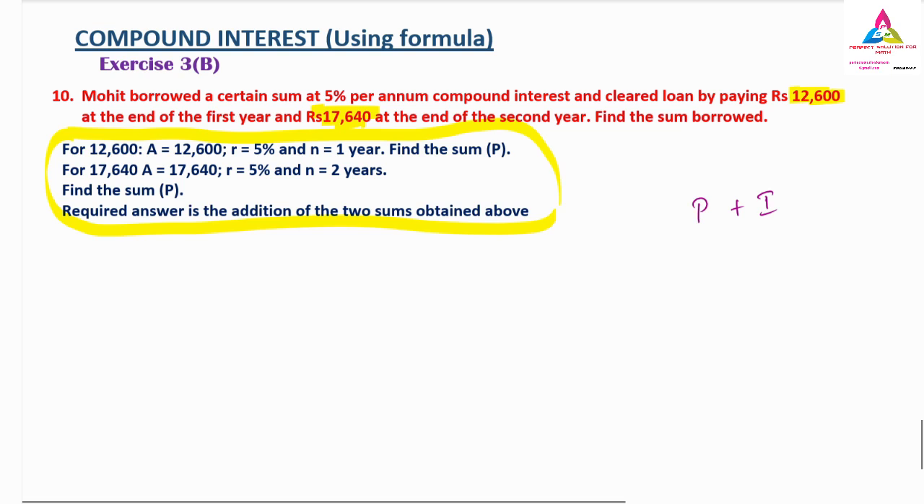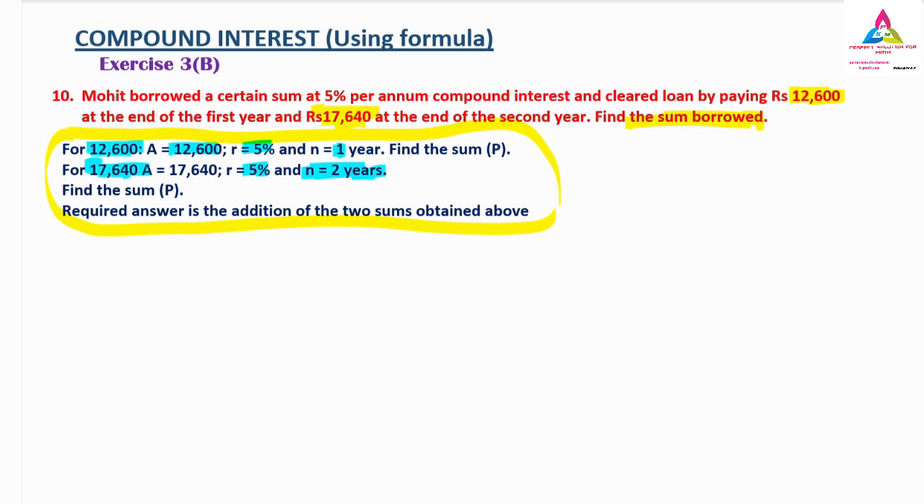So the 12,600 amount has a rate of interest of 5% for 1 year because he is paying after 1 year. But the 17,640 rupees he will pay after 2 years, so we have to calculate the compound interest for 2 years. The rate of interest will be the same. First we will go through the question and write what we have to find. Here they have told you to find how much sum is borrowed, so how many rupees he has taken.